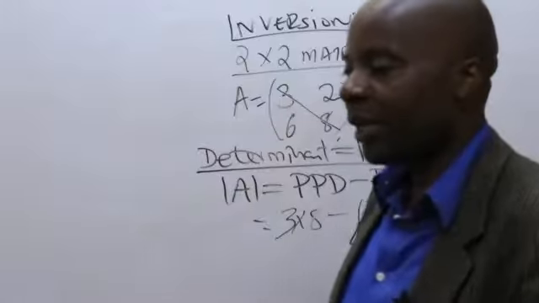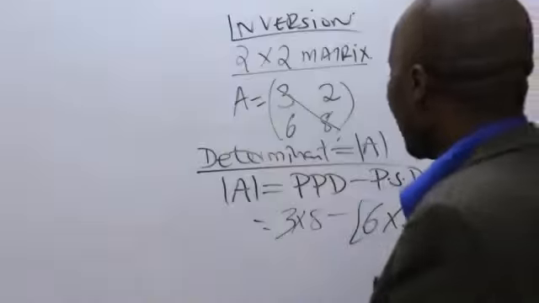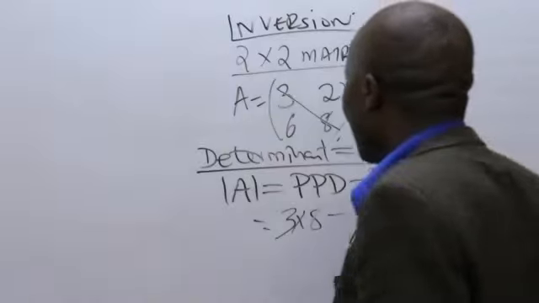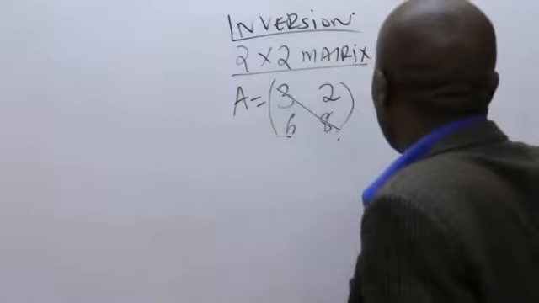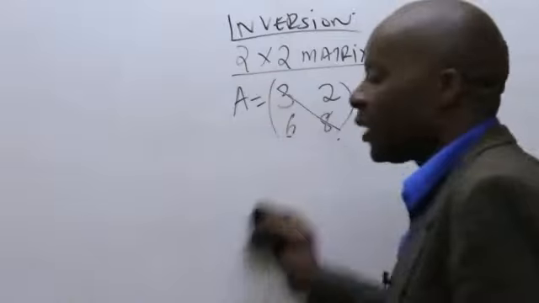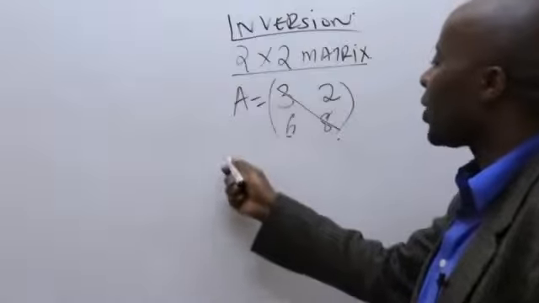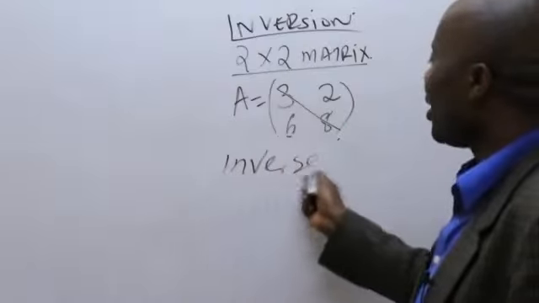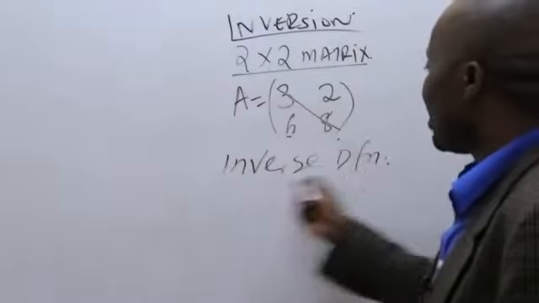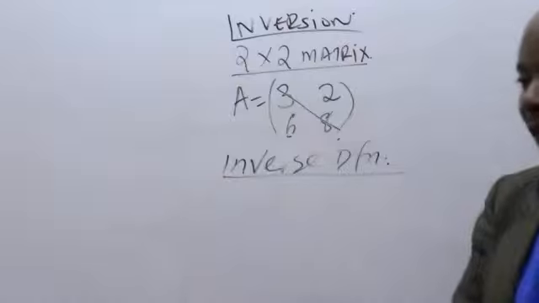Ladies and gentlemen, having appreciated that the determinant is 12, what I need to do is to go to the next step, which happens to be the last step. The last step is what we call the inverse definition, what we have over here.